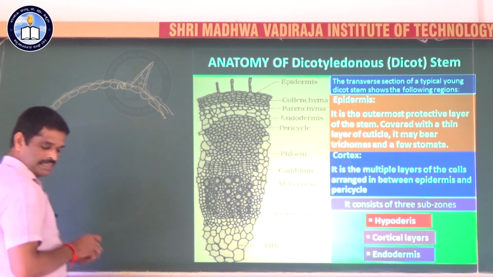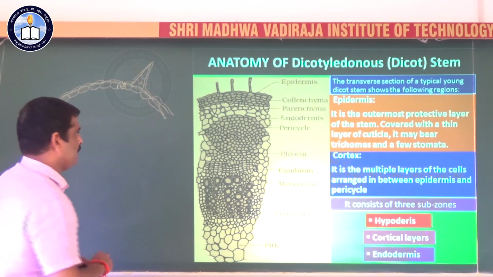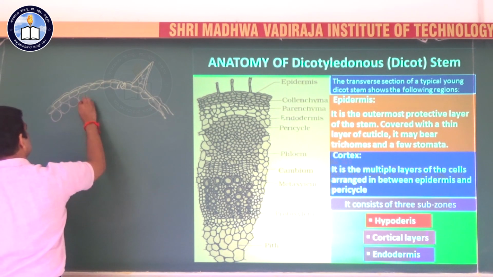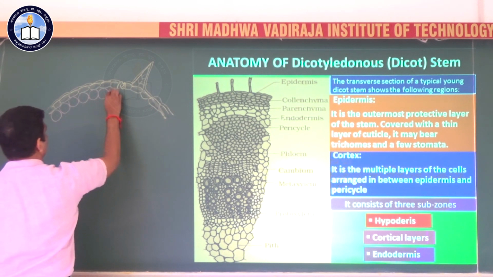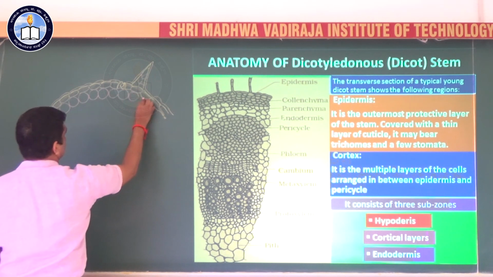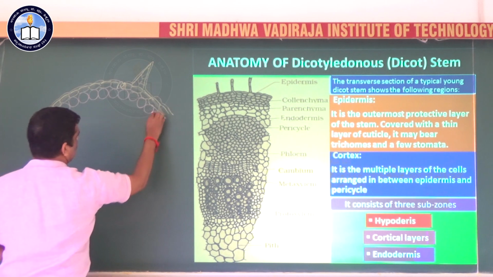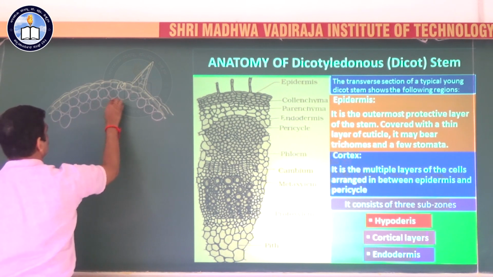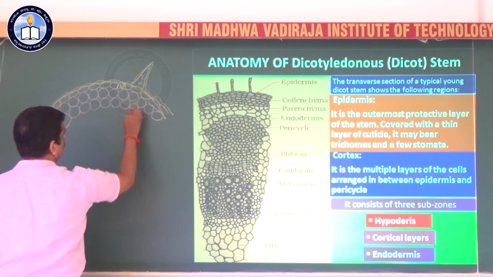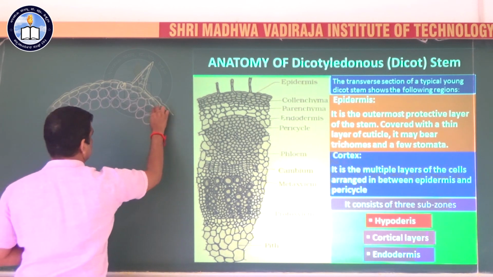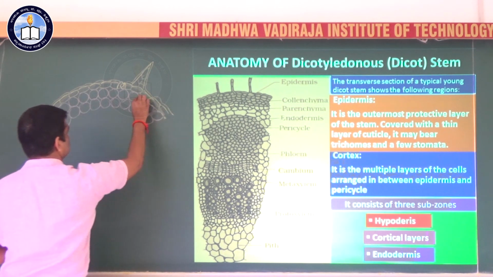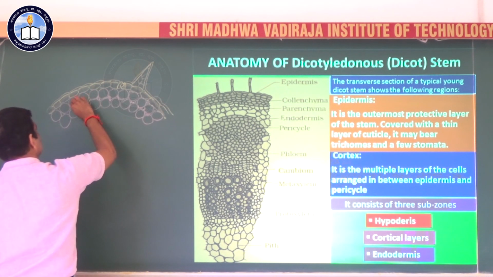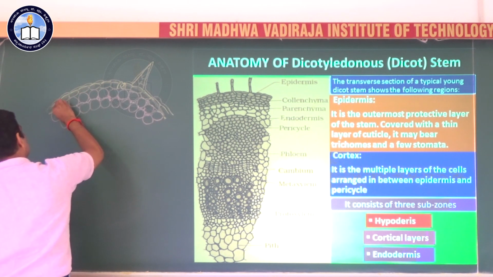Below the epidermis, a layer that is called the hypodermis. That hypodermis is formed of collenchyma cells. Collenchymatous hypodermis. The cells are compactly arranged without intercellular spaces. Few layers of collenchymatous hypodermis are present. Means all the cells present between the epidermis and the pericycle, that is what we call the cortex.